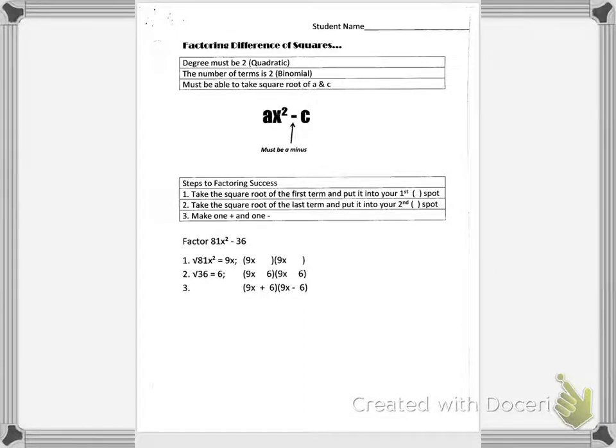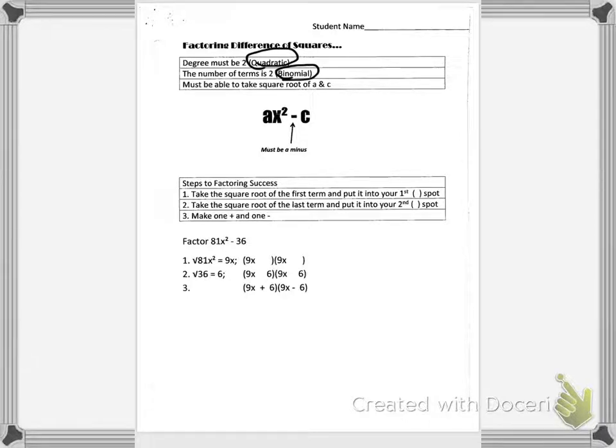So in order for us to do this, the degree of our polynomial must be 2, so it must be a quadratic. The past few days, for us to be able to factor, it needed to be a trinomial. But for today, for this special case, the difference of squares, we need it to be a binomial, not a trinomial. So we need it to be a quadratic, aka have a degree of 2. We need it to be a binomial, have 2 terms.